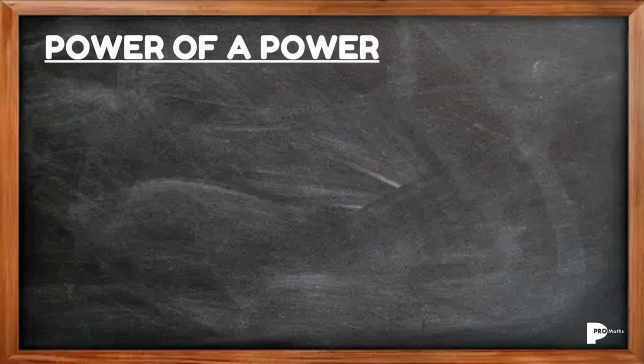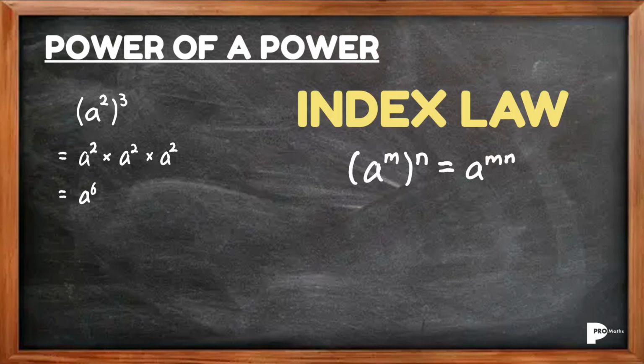What if we take the power of a power? You'll see brackets in situations like this. We have a squared, cubed. If we expand, it looks like this. We get a to the power of 6. Put simply, if you have a to the power of m, all to the power of n, you get a to the power of m times n. You multiply the powers.